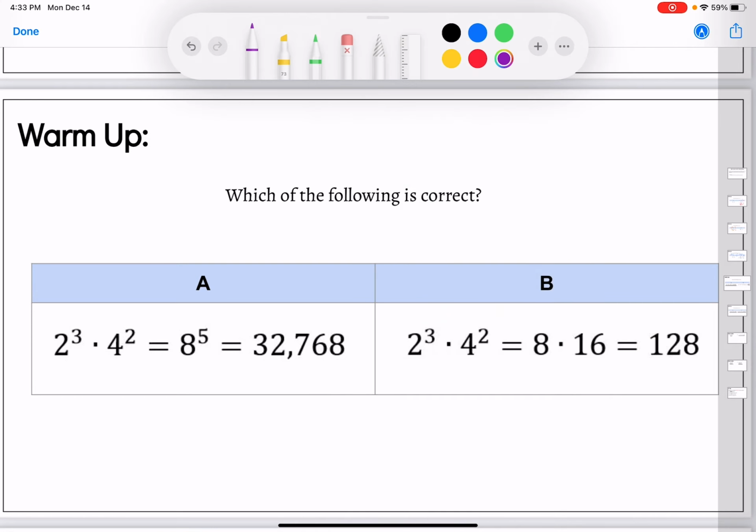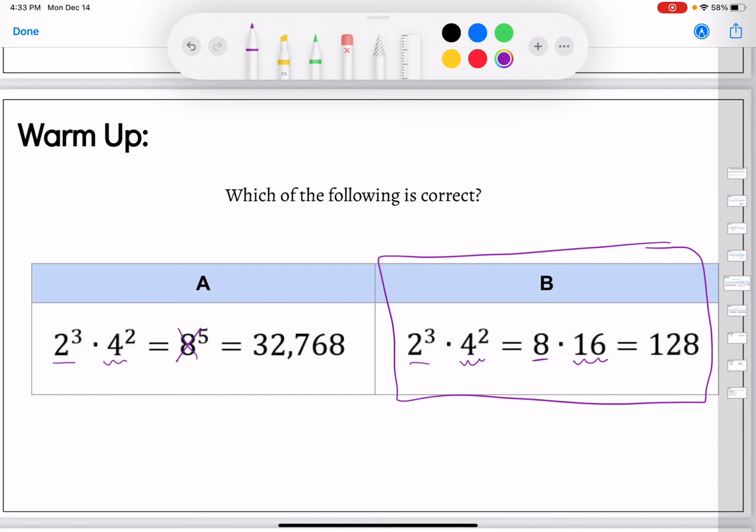So on this one, 2 to the third times 4 to the second, these are not like bases, so I cannot combine them, right? That's not how it works. So instead, I just have to do 2 to the third power, which gives me 8, 4 to the second power, which gives me 16, and then multiply 8 times 16, which gives me 128. So B was the correct answer on this one. I cannot combine them and multiply if they don't have the same base.